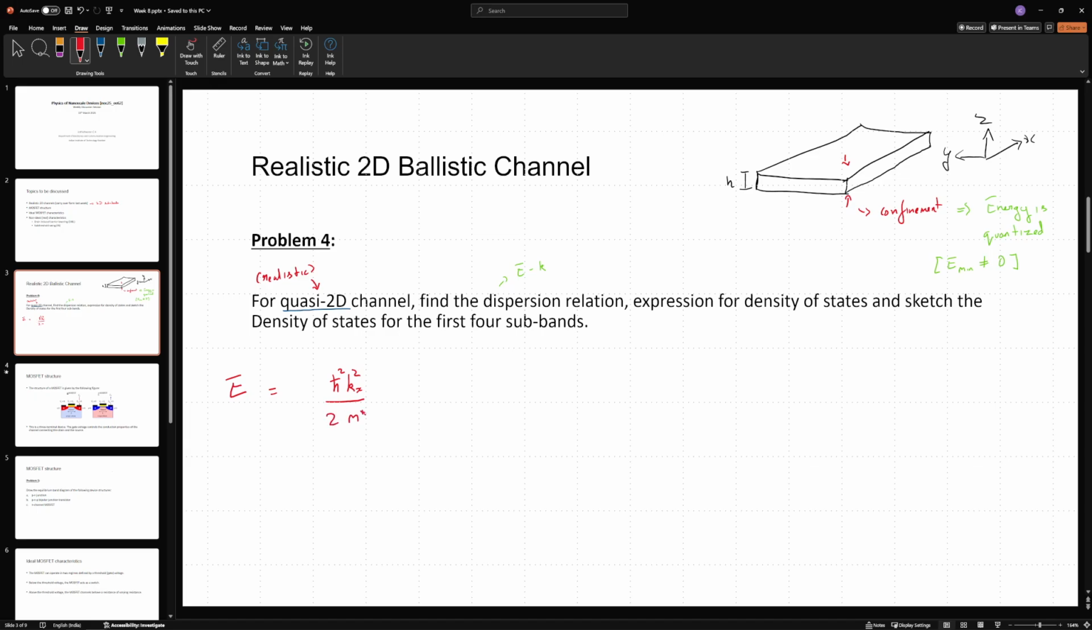h bar squared kx squared upon 2m star plus h bar squared ky squared upon 2m star, plus, so this is kx and ky. Now what about kz? This is confined, therefore E min can no longer be 0. So in this direction alone, I will have to treat this as an infinite well of sorts. So the energy for that is going to be h squared pi squared. So the height along which it is confined is h.